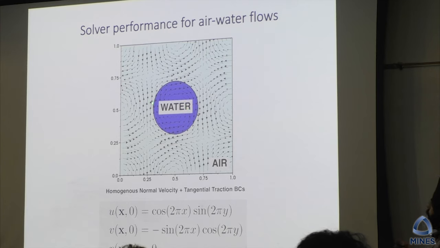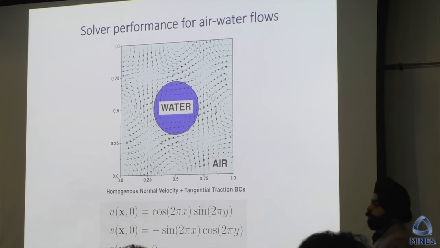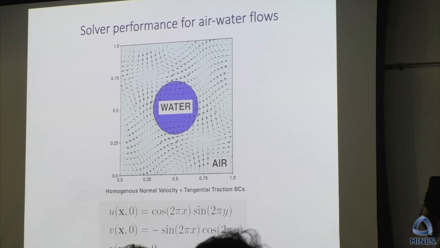We have a water phase that is suspended in air phase, and the density ratio is about 1000 and the viscosity ratio is about 100. It's a matter of manufactured solution.